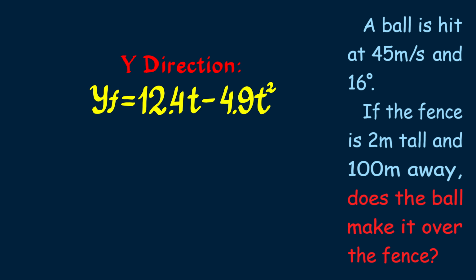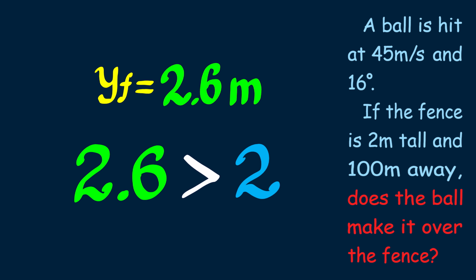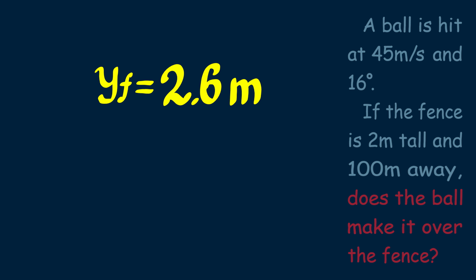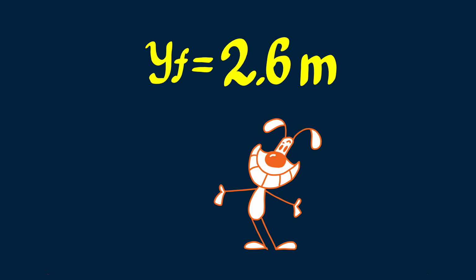The last step is to plug in t equals 2.3 to our y direction equation, which gives us a final height of 2.6 meters. Since this 2.6 meters is higher than the height of the fence, 2 meters, this means that the ball will clear the fence, and it's a home run. And there you have it. That's how to solve 2D projectile motion problems.